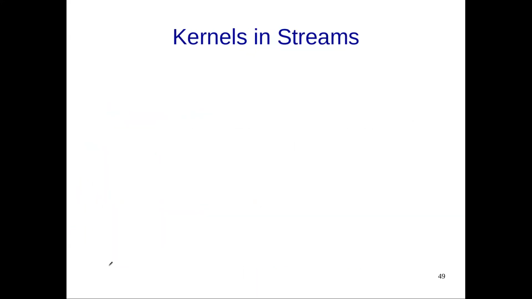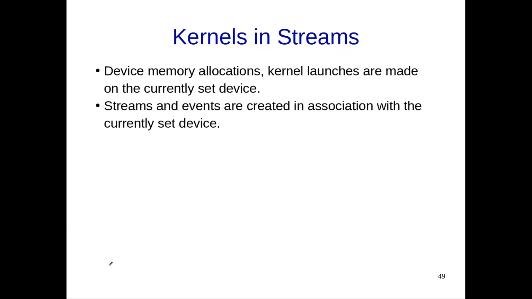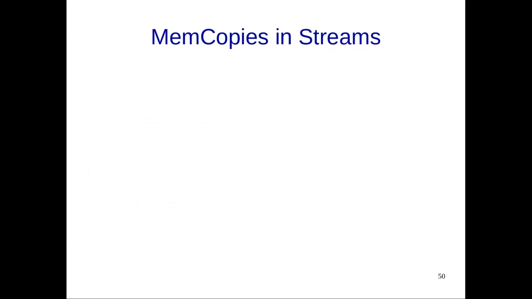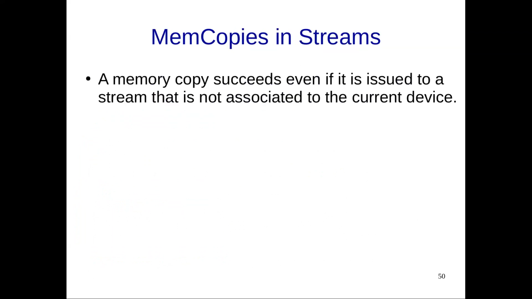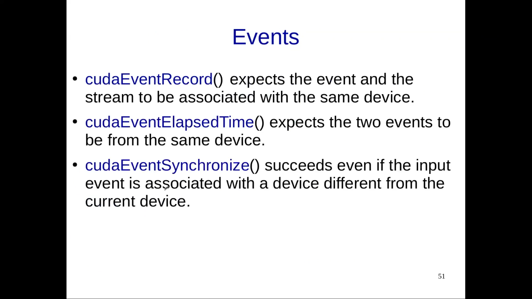So kernel launches are made on the currently set device, as well as the memcpy calls. Streams and events we didn't study, so I'll have to skip that. So I think I'll probably stop here. Again, this is related to streams, so I'll have to skip this part. Events also I'll have to skip.